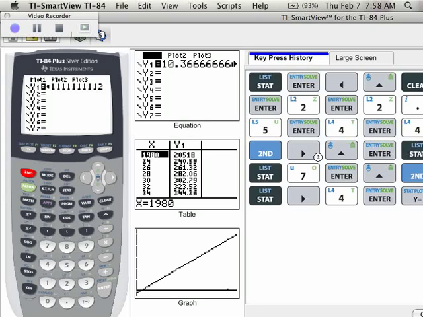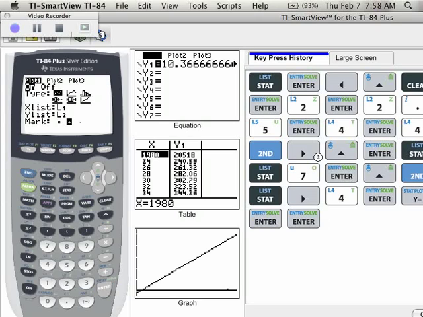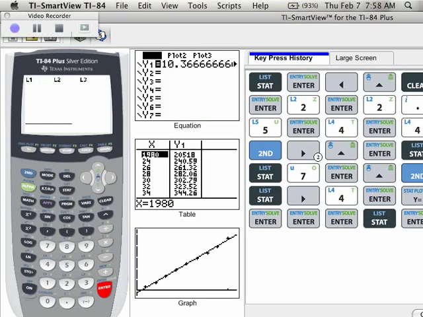In my stat plot, if I turn these on and I draw my scatter plot, this is what we saw yesterday. My regression line is going through all my data. Good so far? Okay.